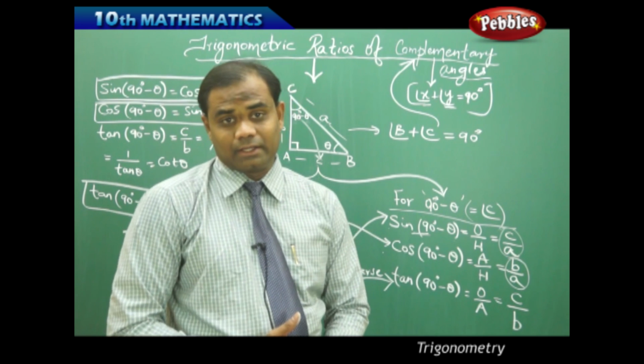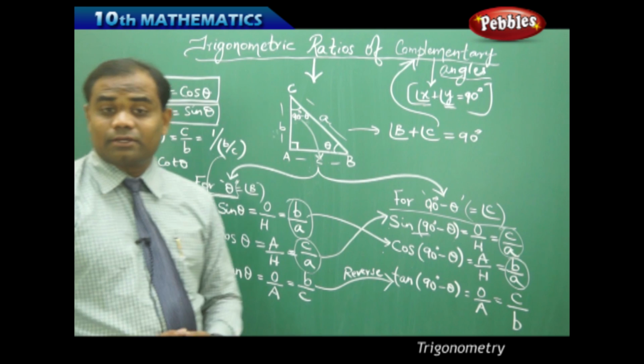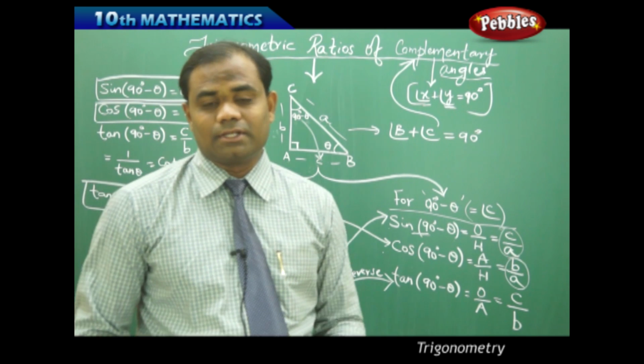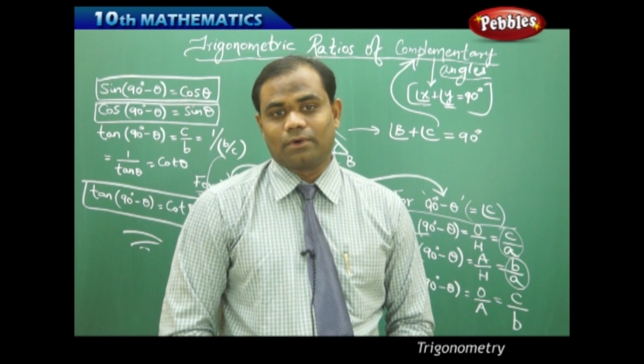with complementary angles, deriving three basic formulae: sin 90 minus theta equals cos theta, cos 90 minus theta equals sin theta, tan 90 minus theta equals cot theta, is what we conclude.